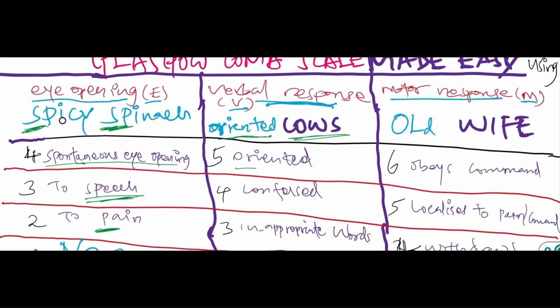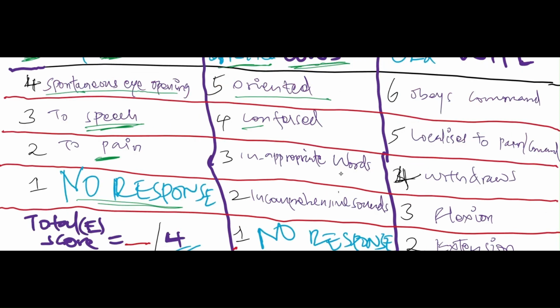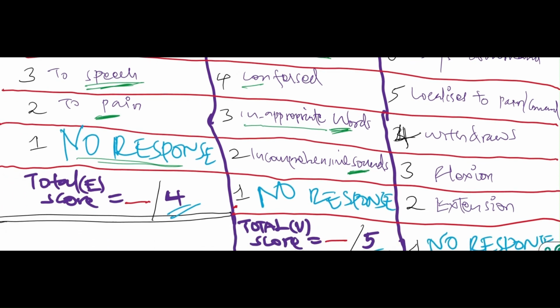Let's go to verbal response, where we have the mnemonic oriented cows. Oriented means the patient is well oriented and aware of the environment, like a healthy patient or one who is not so seriously ill. Then we move to cows. C means the patient is confused, O means inappropriate words, W means incomprehensible sounds, which brings us to the score of 2. As usual, the final and lowest score is no response.